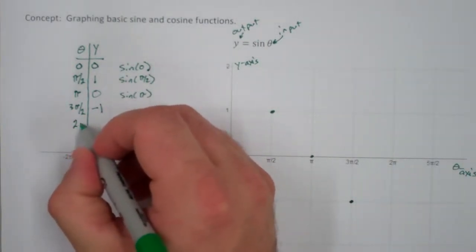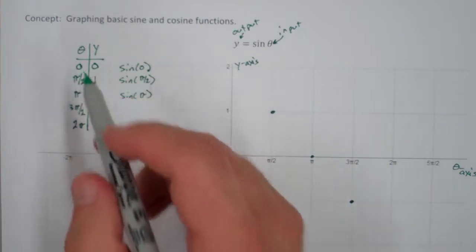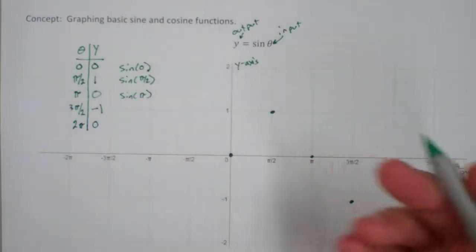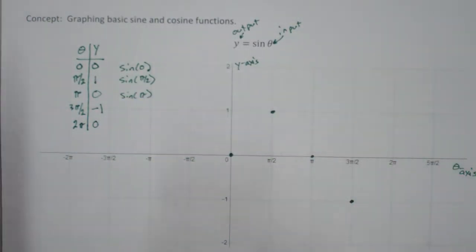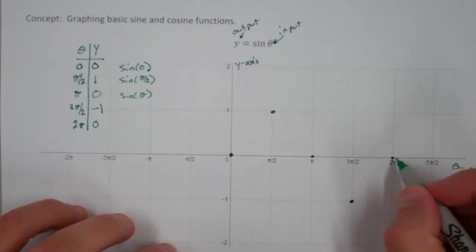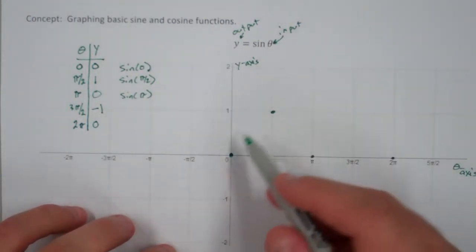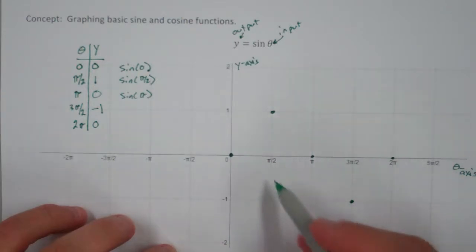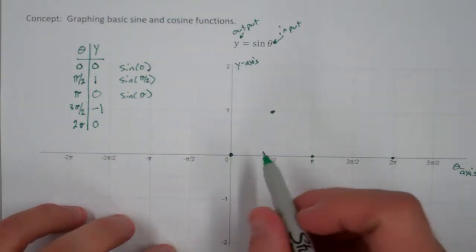As we go around to 2 pi, well, that's really the same as 0, so the output should be the same. One of the cool things about these trigonometric functions is, at least for the sine and the cosine, they're periodic. We'll investigate the other ones a little bit later. So these values will just repeat. We can now try to draw this curve. If you need more points, you can totally draw more points.